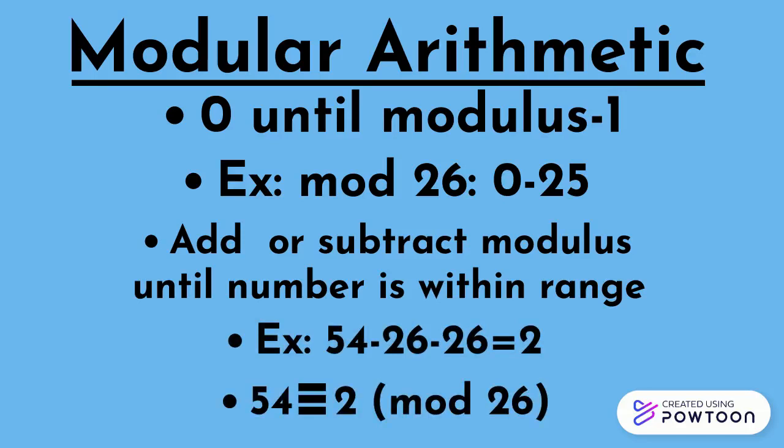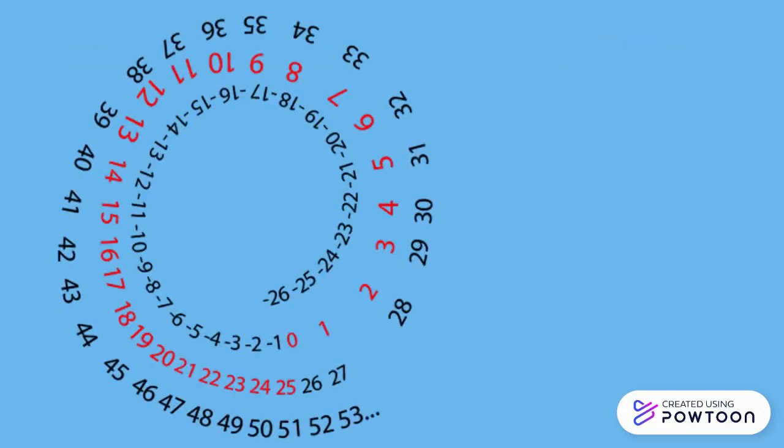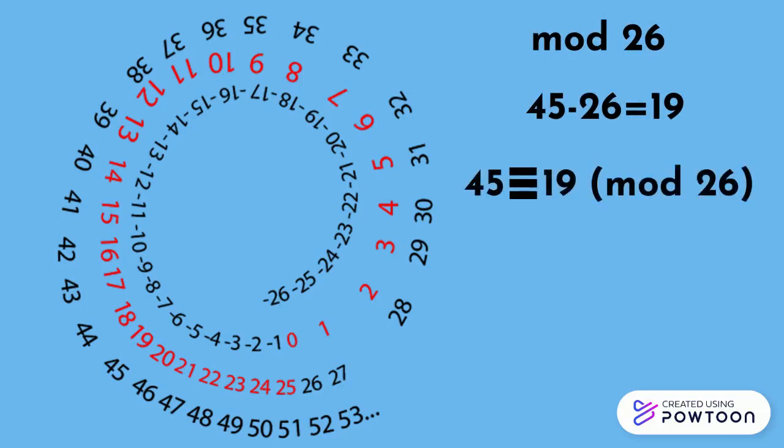54 is now said to be equivalent to 2 mod 26. It's often seen as the numbers wrapping around to 0 once they reach the modulus, and you can see a visualization of that here. The numbers that line up in this spiral are equivalent to each other, mod 26. Since there are 26 letters, the multiplicative cipher uses a modulus of 26, and 45 minus 26 is 19, so 45 is equivalent to 19 mod 26. You can see how 45 lines up with 19 in the spiral because of this. 19 corresponds to the letter T, so that would be the encrypted message.